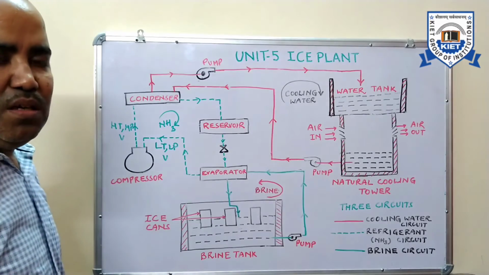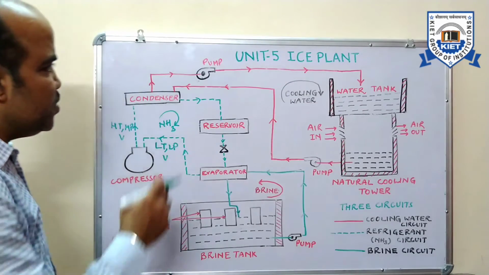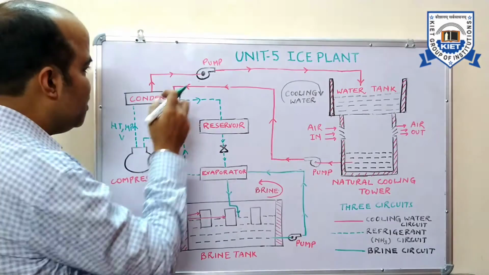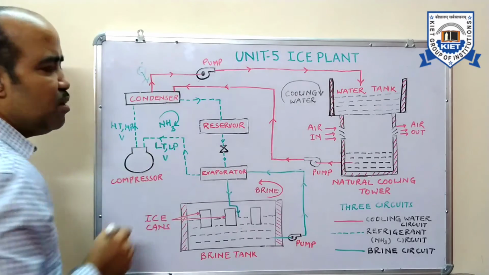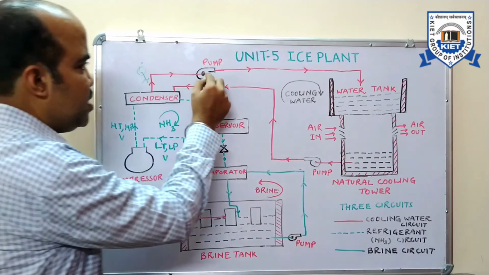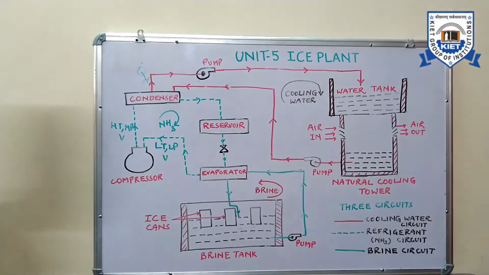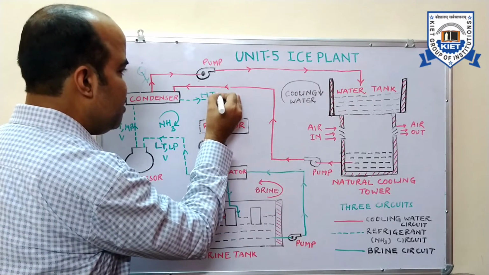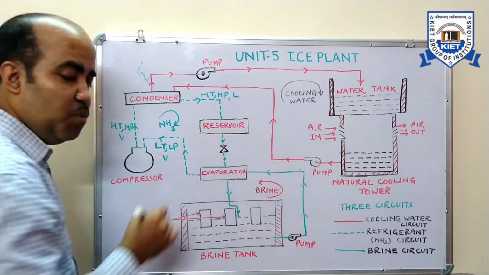In the condenser, you are already aware that the refrigerant rejects the heat to the surrounding media. If you carefully notice, this is the cooling water which is coming over here. So the heat is rejected to the cooling water, the water becomes hot, and then it is pumped to the water tank over here, as you can see. In the meantime, the refrigerant condition changes to high temperature, high pressure liquid refrigerant, which is nothing but the liquid ammonia.